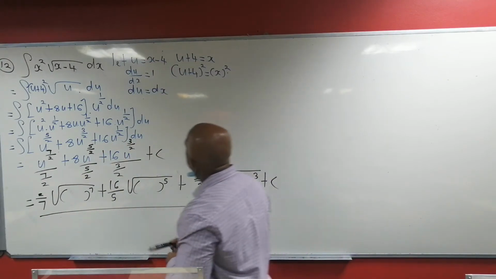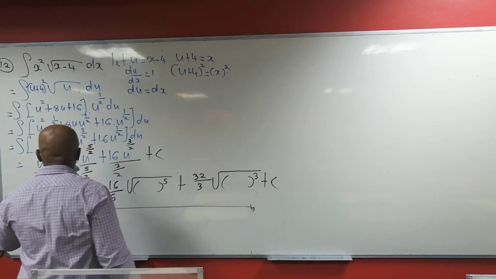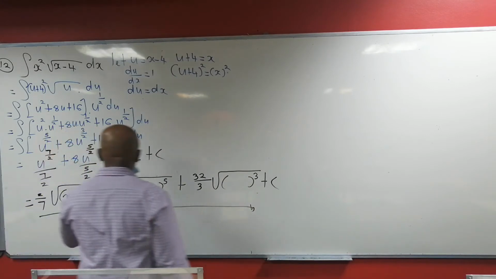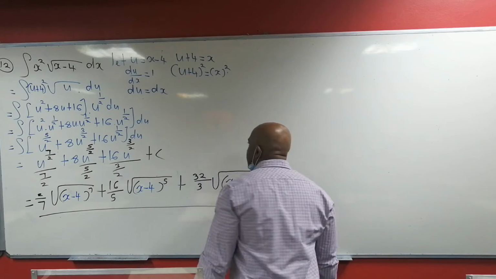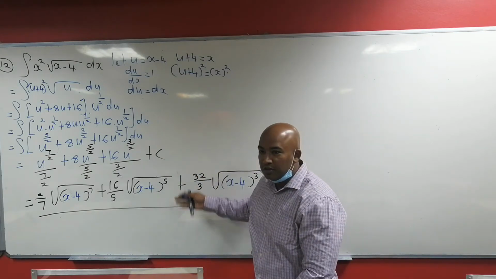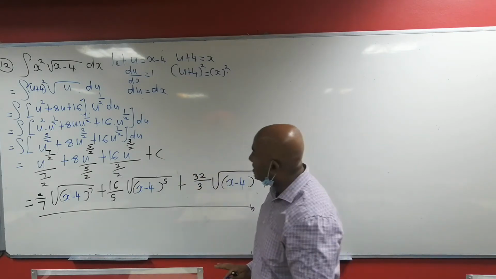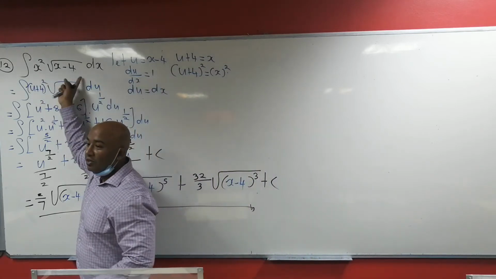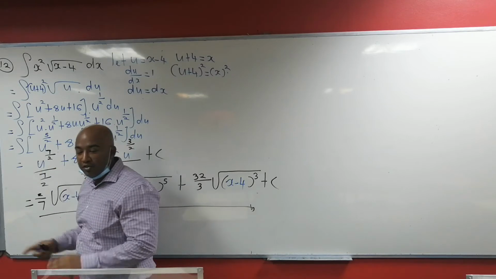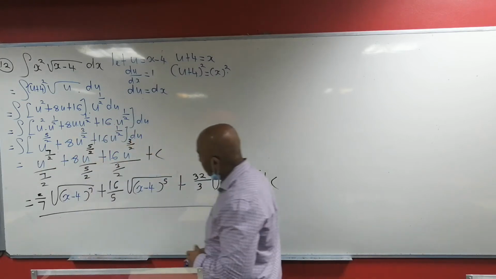What was your u? It was x minus 4. Easy, it just takes a bit long to do, but nothing difficult here. It's a simple thing. Just exponent laws and get all your variables x in terms of u. This is substitution.